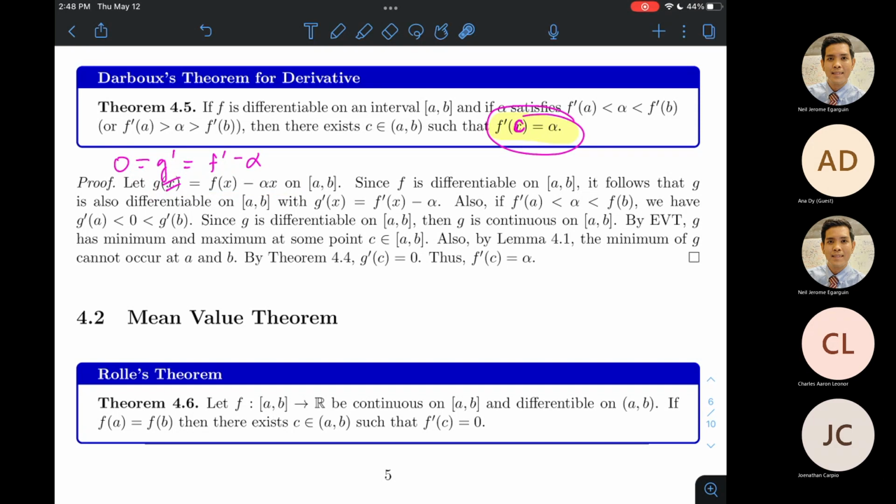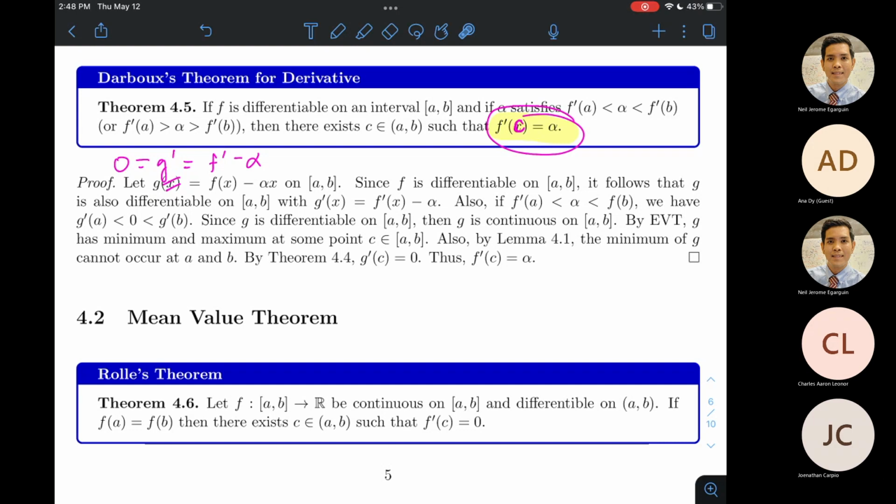And if that is my function g, then my goal now is to show that g prime is equal to 0 for some number c in the interval (a, b). So yun yung gusto nating gamitin. Tapos ano nga ba yung pwede nating gamitin para mapakita na si g prime at c ay equal kay 0?